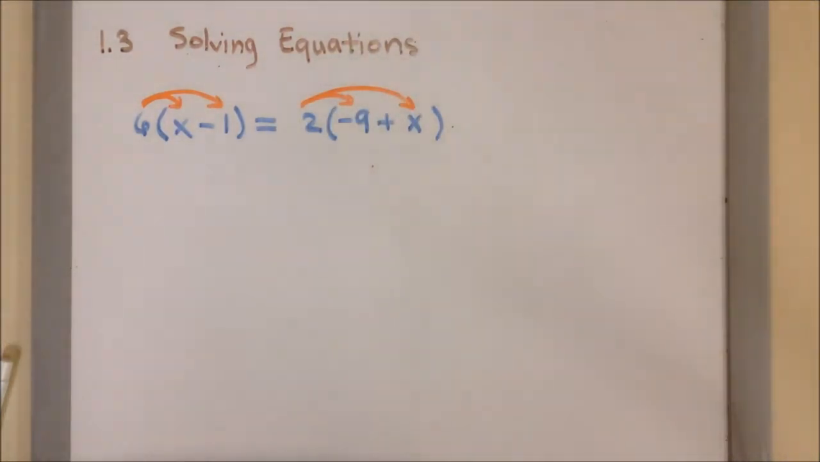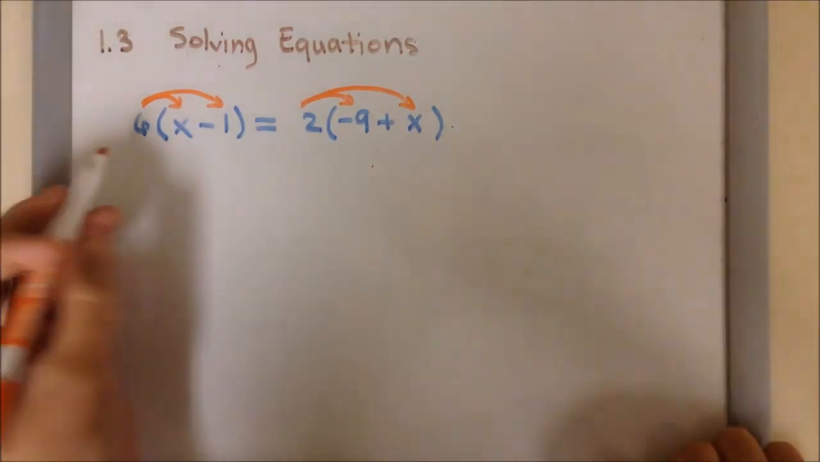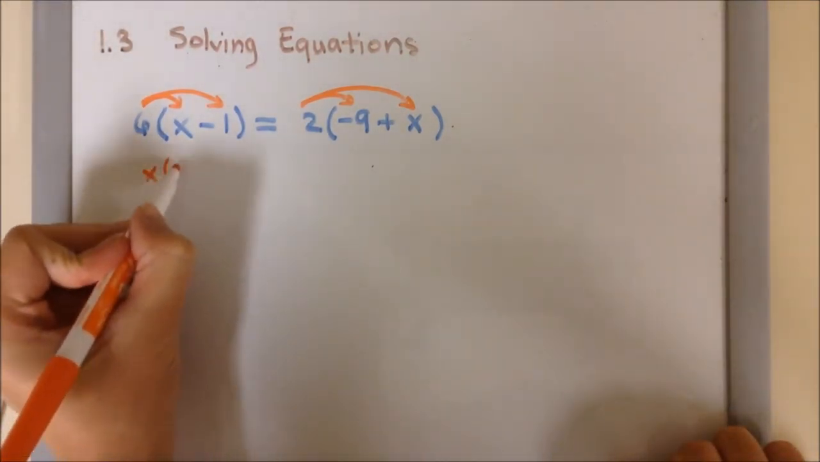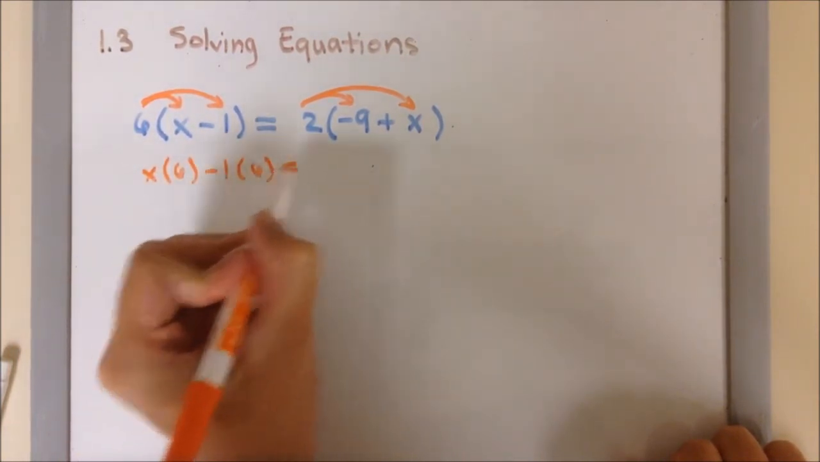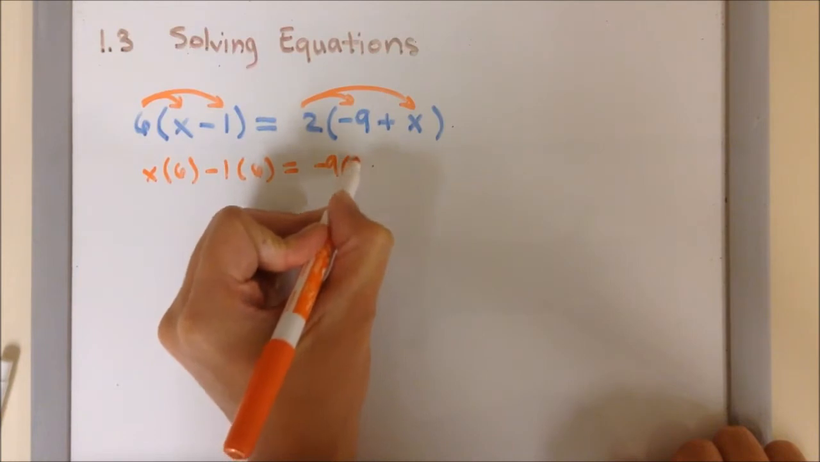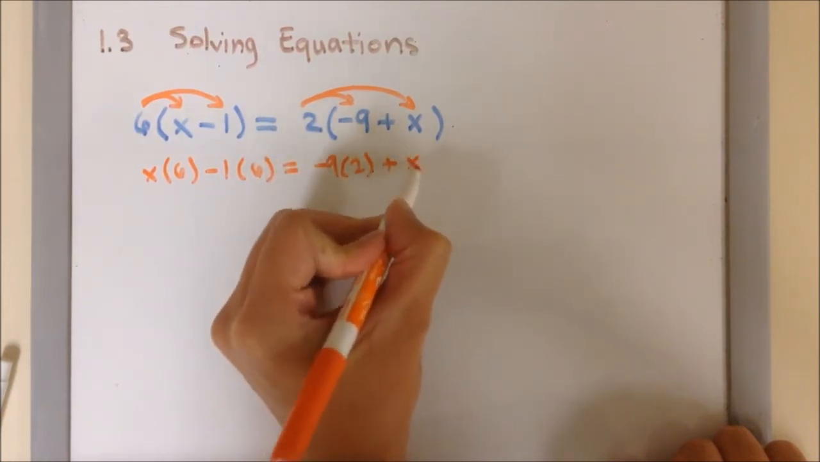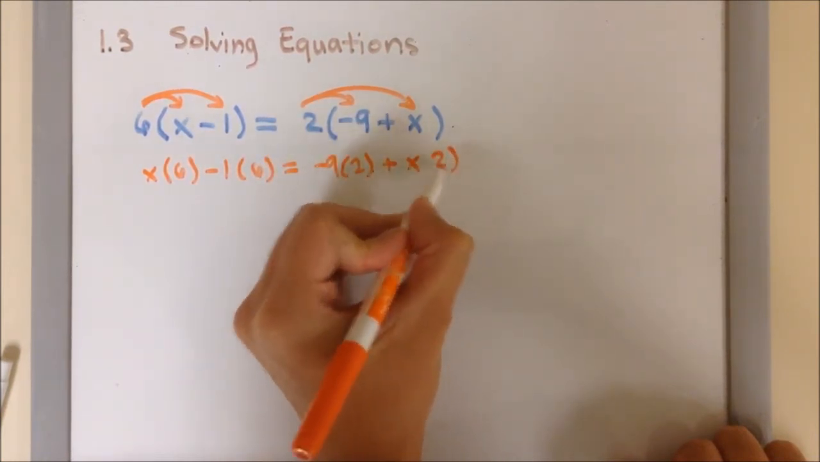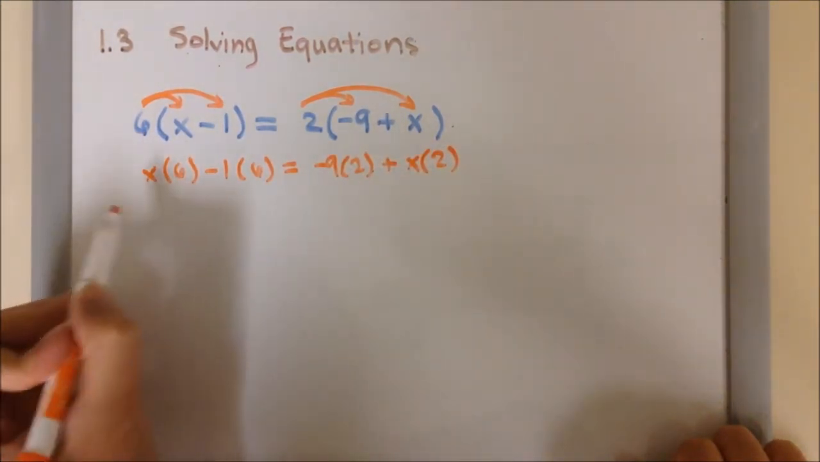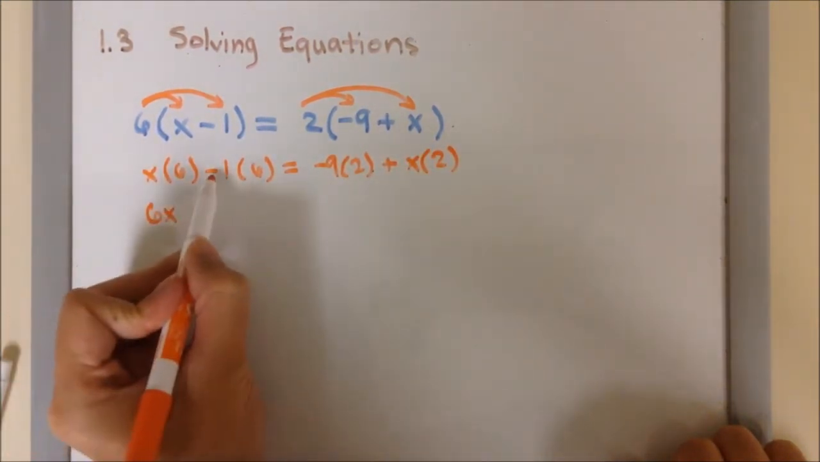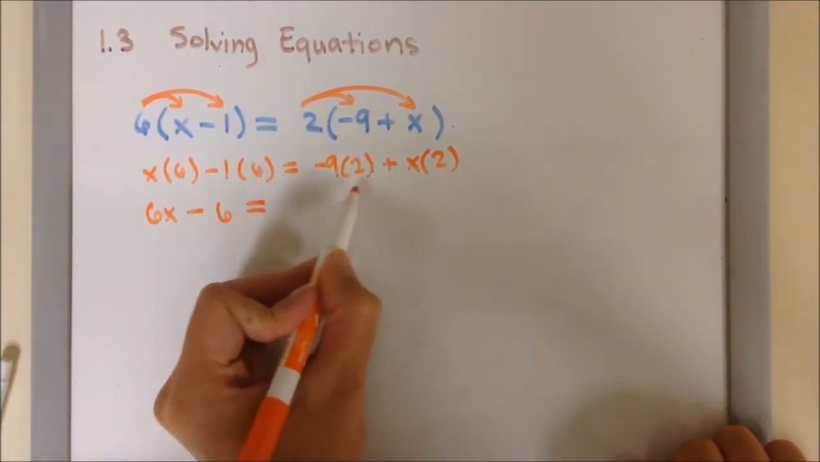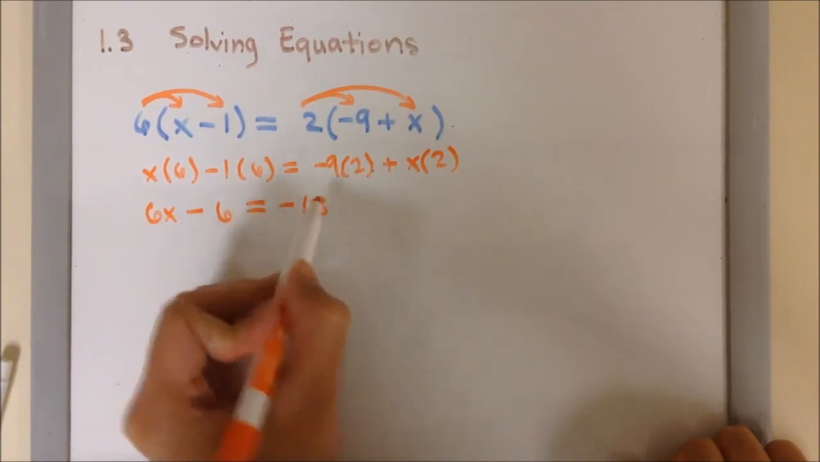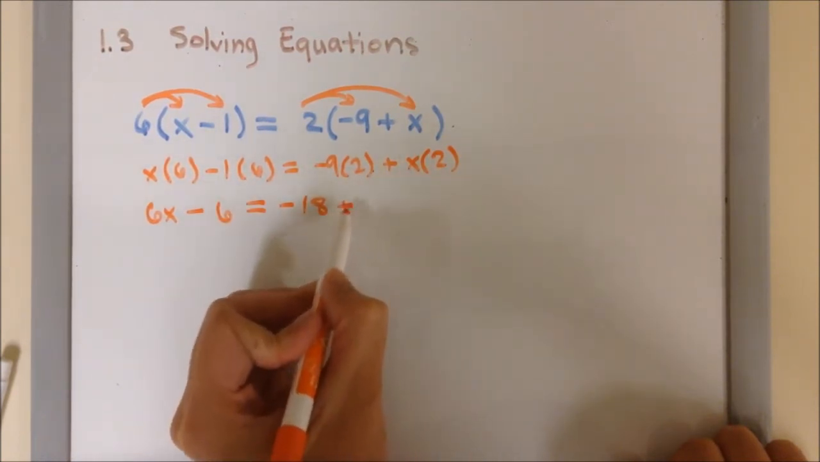Now I'm just going to do all the steps so that the process is easy to understand. x times positive 6 minus 1 times positive 6 equals negative 9 times positive 2 plus x times positive 2. x times 6, that's simply 6x. Negative 1 times 6, minus 6. Negative 9 times 2, negative 18. Positive x times 2, plus 2x.